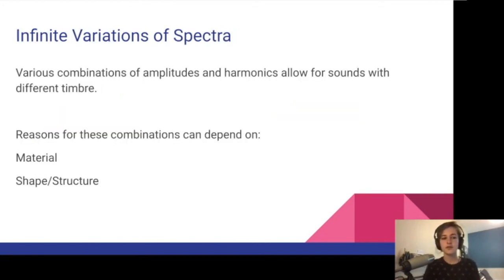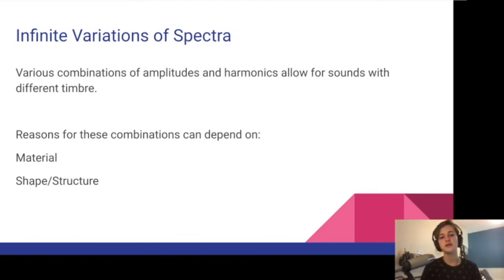since we have all of these various combinations of the amplitudes of each harmonic, you get an infinite amount of combinations, and this allows for many different sounds with many different timbres. The reason for all of these different combinations of harmonics can depend on the material of the instrument, the shape of the instrument, how it allows sound to travel within it or away from it, and the depth of the instrument, as we saw with the classical guitar and the acoustic guitars, and also what type of system it is.